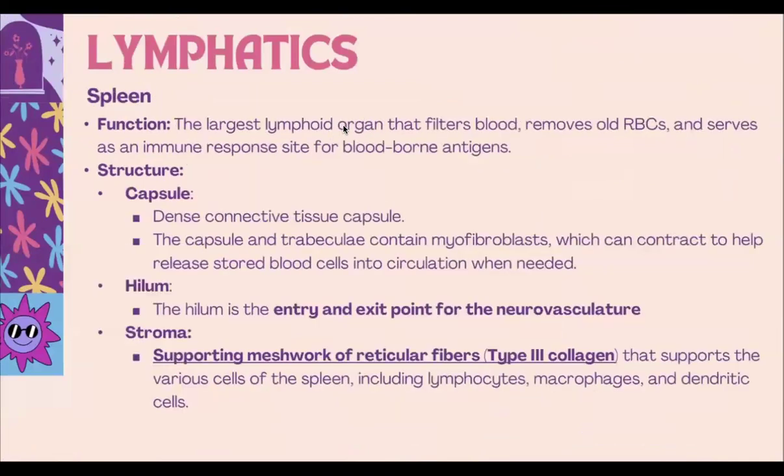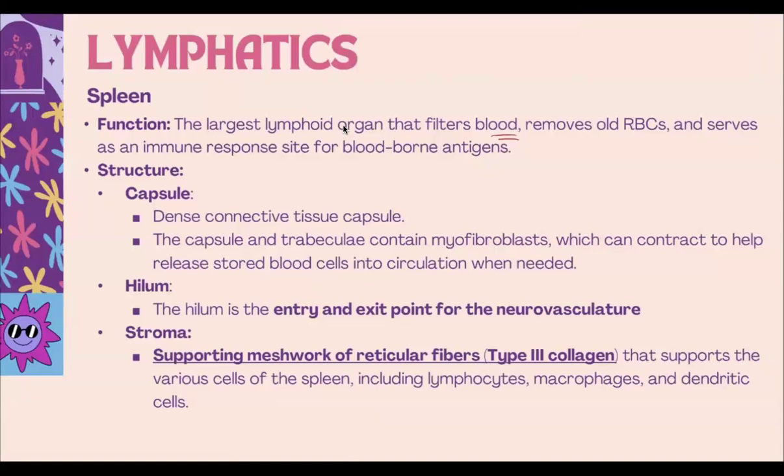Then we come to the last organ, hopefully, which is the spleen, and then we'll just do a quick overview of the immune system. So the last organ we come to is the spleen. It's the largest lymphoid organ that we have, still secondary. It filters blood, removing old RBCs, and it's also a site for immune reactions to take place.